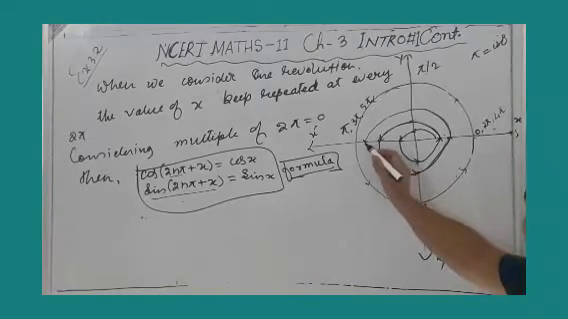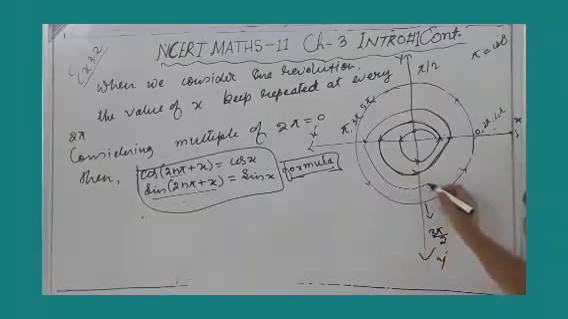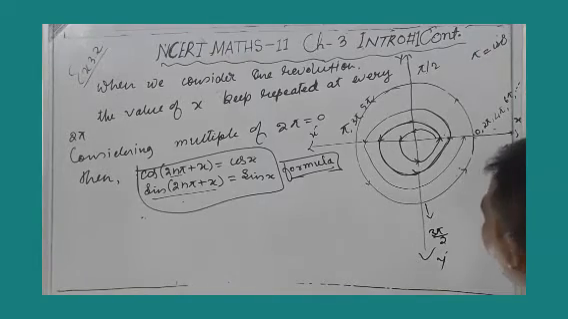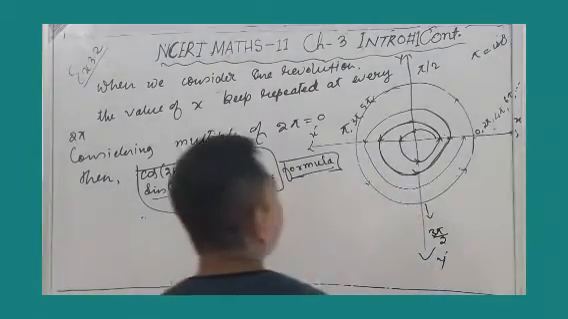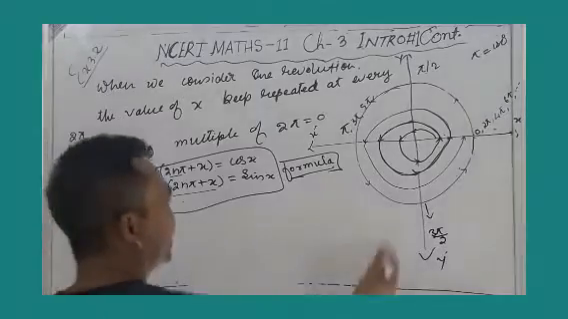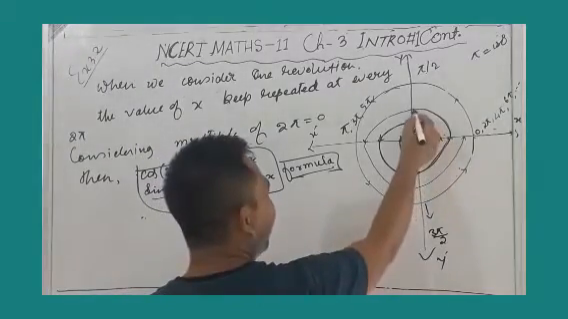And then again it is coming back, and then it will be 6 pi and so on. It will keep going on, correct? It will keep repeating, and so on. And also, it is in an anti-clockwise direction.